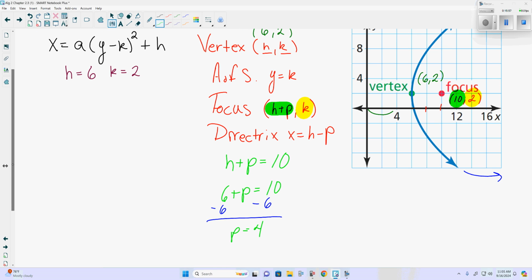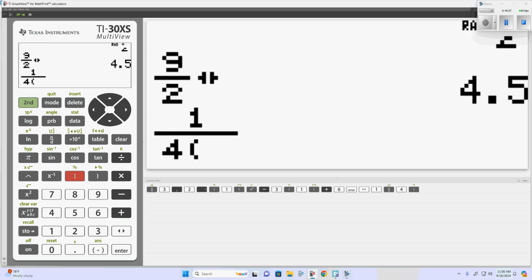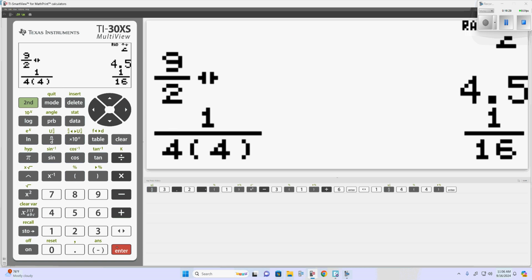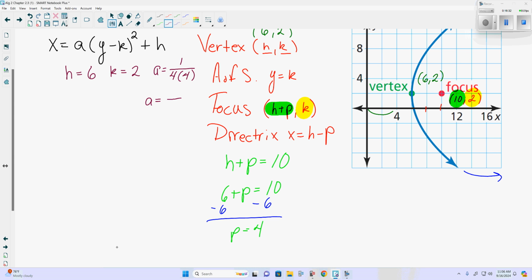You get this number here, this A. A is 1 over 4P. P is 1 over 4A. So A is 1 over 4 times the P value. And what is P? Well, P is 4. And again, at this point, we can do it by hand. We can do this in a calculator. 1 over 4 times 4 is 1/16.